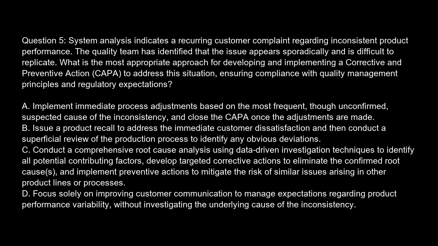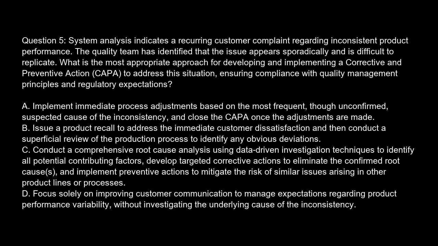Option A. Implement immediate process adjustments based on the most frequent, though unconfirmed, suspected cause of the inconsistency, and close the CAPA once the adjustments are made. Option B. Issue a product recall to address the immediate customer dissatisfaction, and then conduct a superficial review of the production process to identify any obvious deviations.